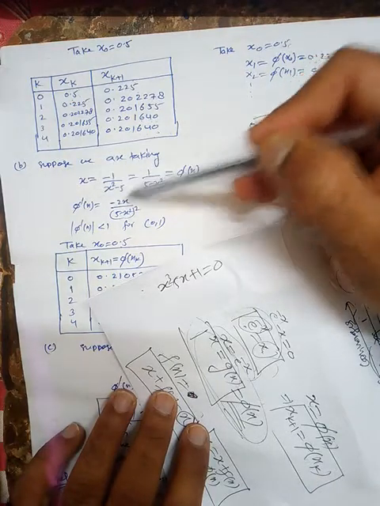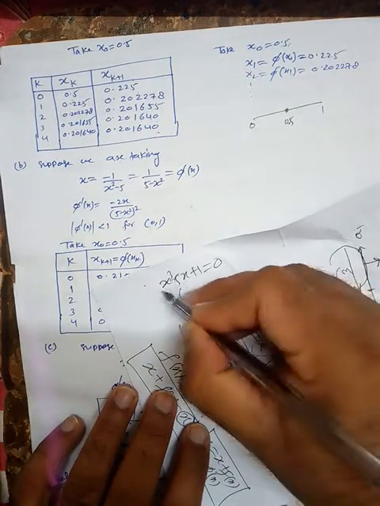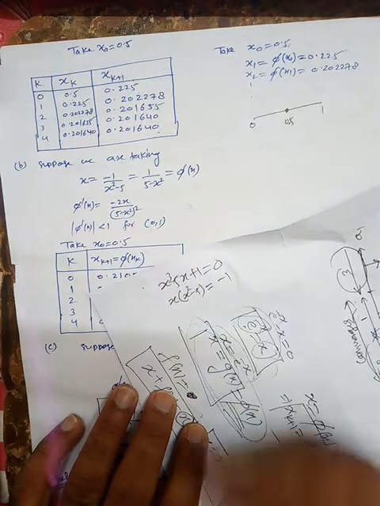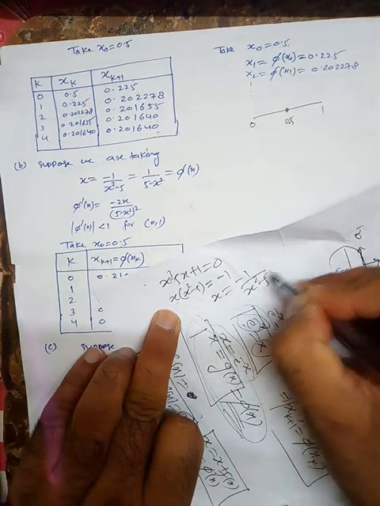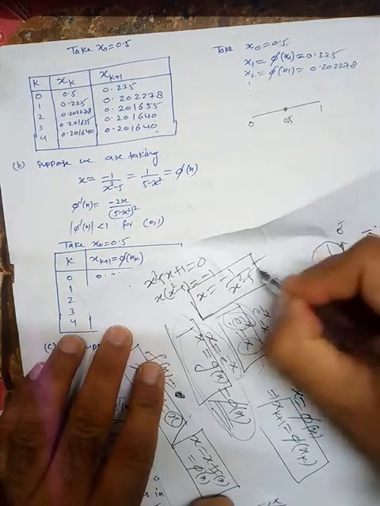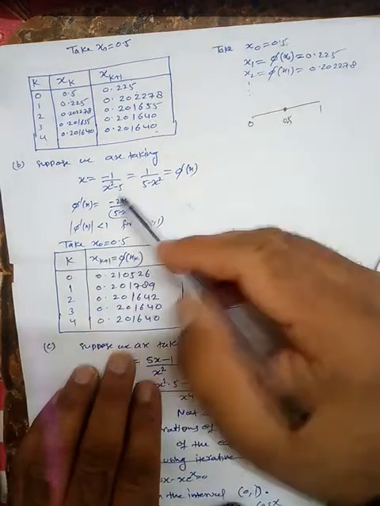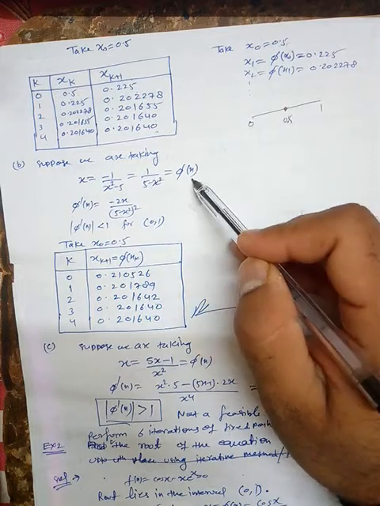So suppose you are opting the second choice. Then what you can do? You just take x common from first two terms. So you will have x square minus 5 is equal to minus 1, and then x is equal to minus 1 upon x square minus 5. So this is now your phi. So 1 by 5 minus x square is phi of x.